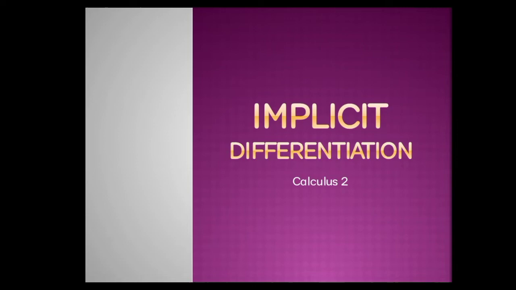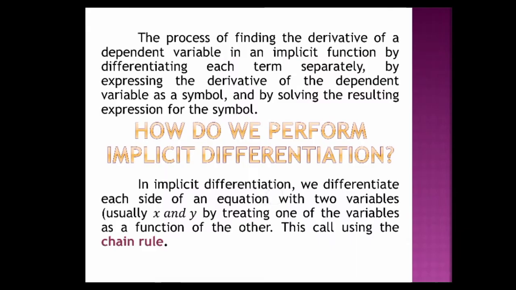This is my 10th video on my subject, Calculus 2: implicit differentiation. Implicit differentiation is the process of finding the derivative of the dependent variable in an implicit function by differentiating its terms separately, expressing the derivative of the dependent variable as a symbol, and solving the resulting expression for that symbol.